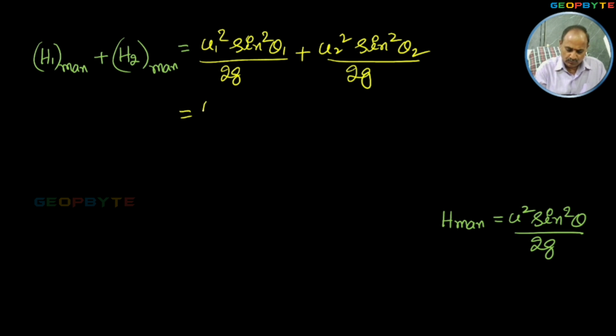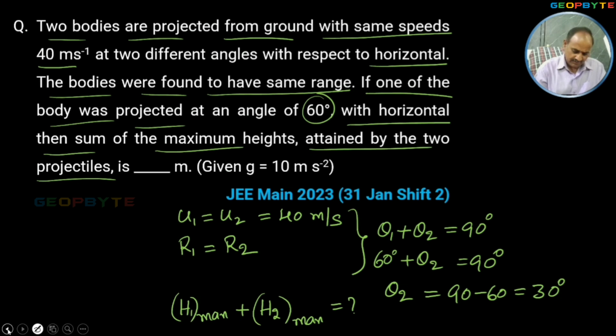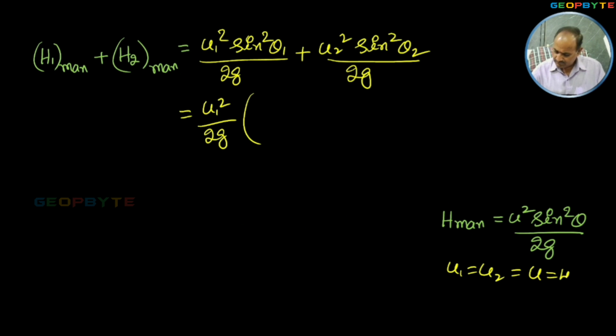Here u1 equal to u2, that is equal to u. That is given. How much is it given? It is given 40 meter per second. Let us write just u square by 2g into sine square theta 1 plus sine square theta 2.